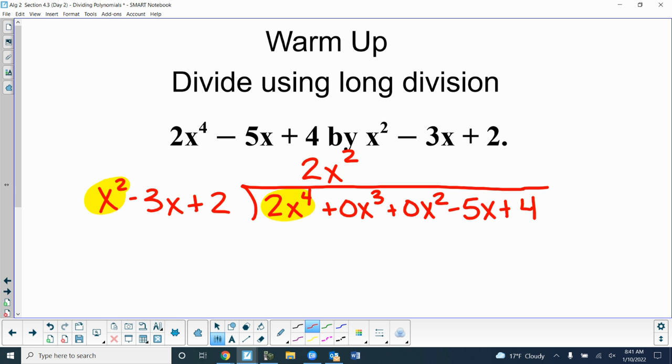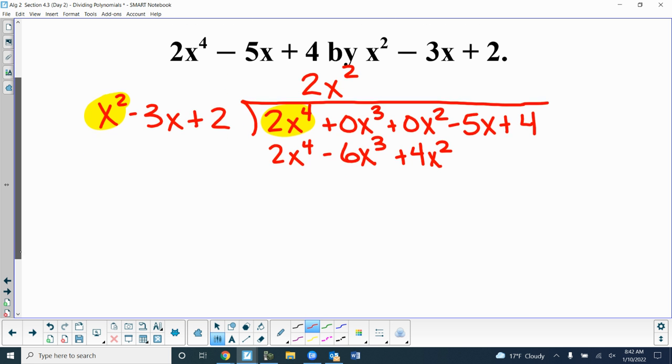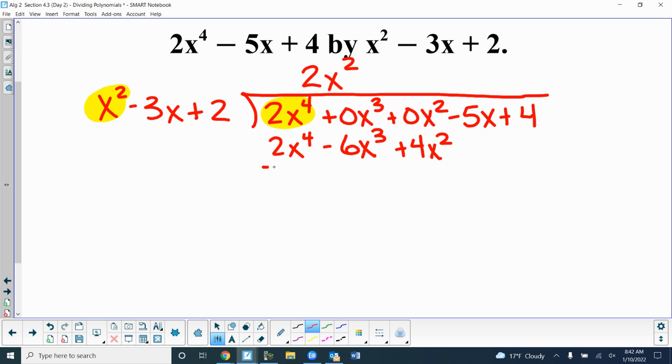Multiply. 2x squared by all three of these terms out there. So I go 2x squared times the x squared, which is 2x to the fourth. 2x squared times the negative 3x, which is negative 6x cubed. See, an x cubed showed up. I've got that 0x cubed there. It's lined up with like terms. And then I do 2x squared times 2, which is 4x squared, and also have a 0x squared there that I can line up. Now, what's the next step in the procedure for long division?